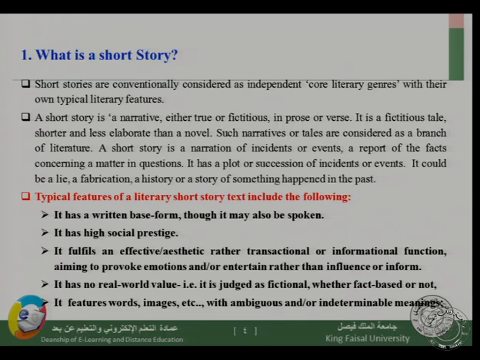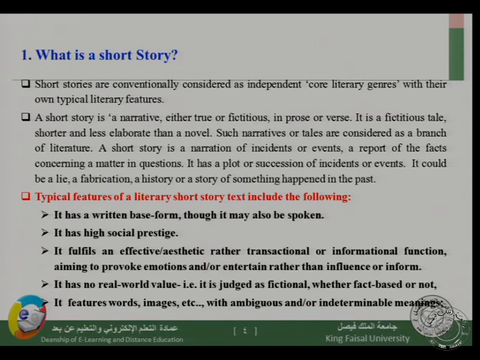These events or incidents could be a lie, could be a fabrication, a history or story of something that happened in the past. Now, this is very briefly what we mean by a story. So a story is a narrative, a narration of events, of incidents. This narration could be true, could be untrue. They could be of any type. They could be a lie, a fabrication, a literary history. It could be anything that happened in the past, a story. This is what we mean by a short story, really.